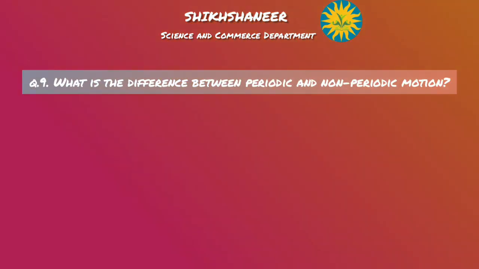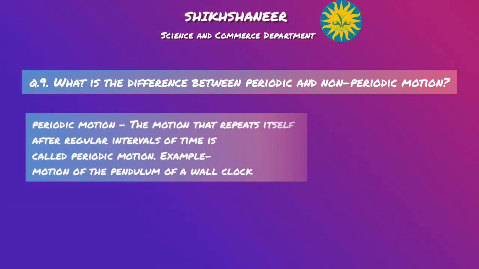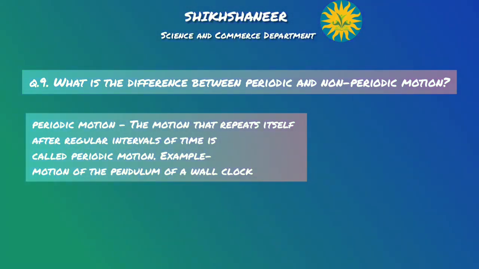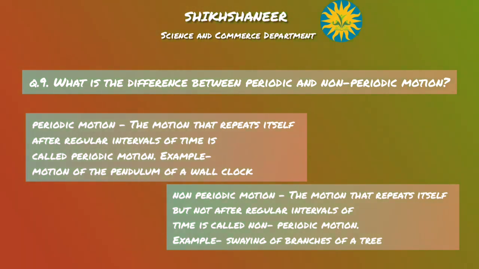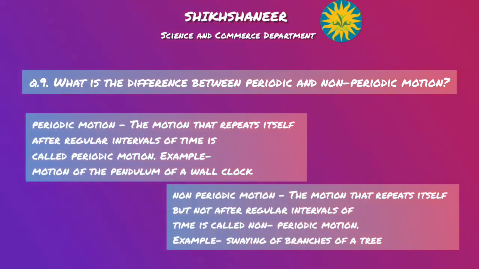What is the difference between periodic and non-periodic motion? Periodic motion: the motion that repeats itself after a regular interval of time is called periodic motion. For example, motion of the pendulum of a wall clock. Non-periodic motion: the motion that repeats itself but not after regular intervals of time is called non-periodic motion. For example, swaying of the branches of a tree.